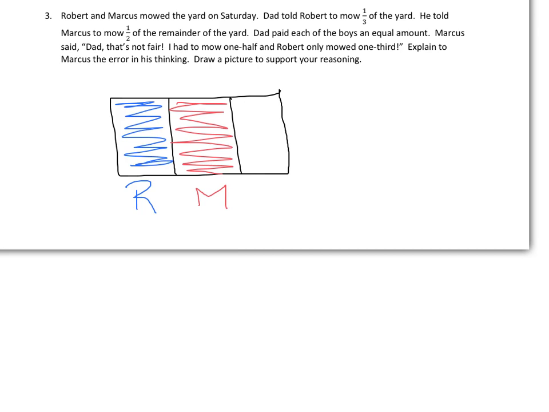So when Marcus goes to his dad and says, "Dad, that's not fair. I had to mow 1/2 and Robert only mowed 1/3." Marcus really doesn't understand that he did the same amount of yard work in terms of mowing that Robert did. Each boy actually did 1/3 of the yard. We can also illustrate this by doing it as a math problem. After Robert was done mowing, there were 2/3 of the yard left to mow, and Marcus mowed half of it.